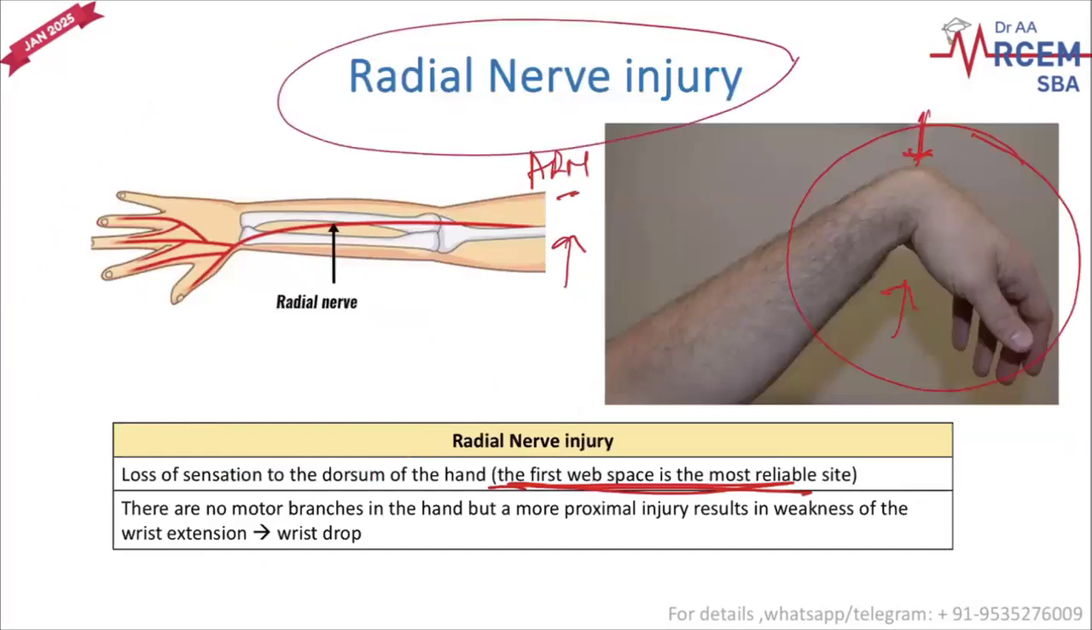Radial nerve injury: the takeaway point is that only at the level of the arm do you see wrist drop. Otherwise, wrist drop is not seen. Only sensory loss is seen if the injury is at the level of the wrist. The sensory loss you will mainly be checking is over the first web space on the dorsal surface.